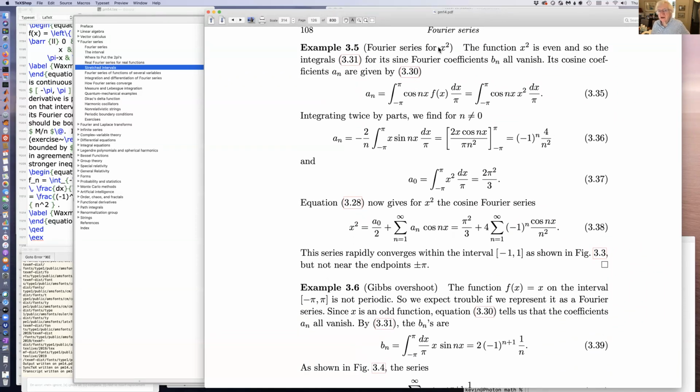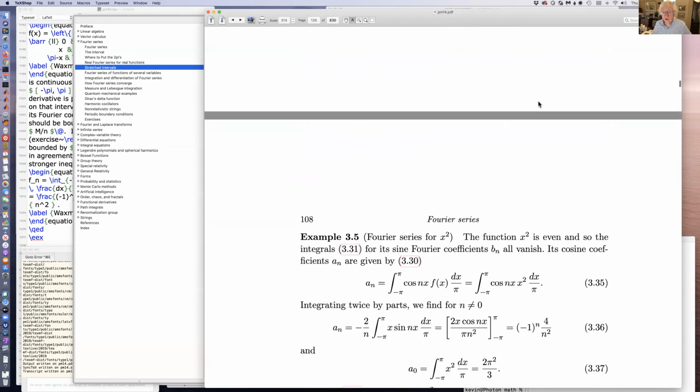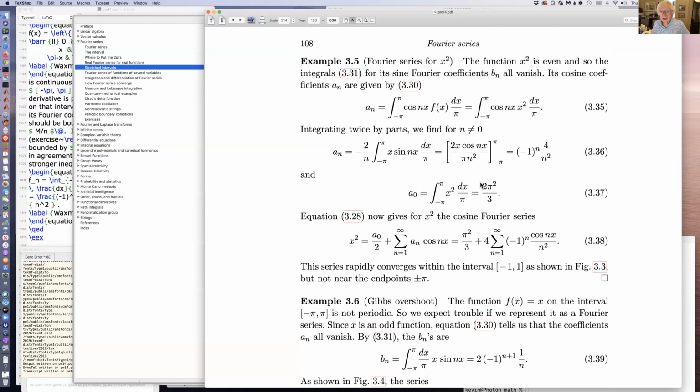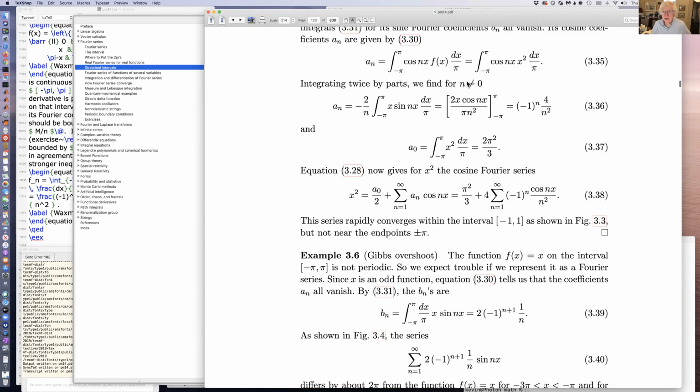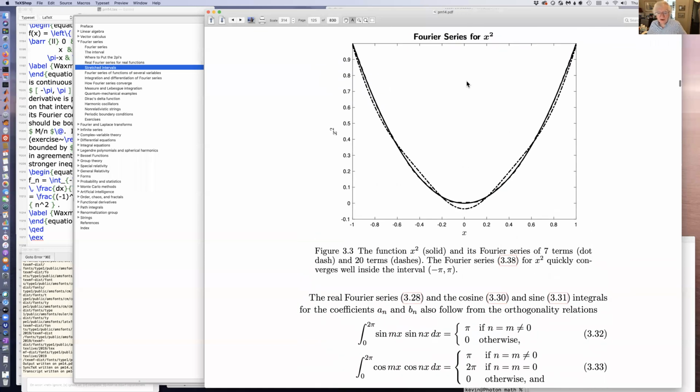As an example, maybe the Fourier series for x squared, it's even. So the sine coefficients all vanish. Here we're choosing the interval from minus pi to pi. And why that? Well, because of the symmetry. The cosine coefficients then are this, and doing the integral, we get that. A0 is this. This is the sum, and it converges very rapidly within the interval. On the other hand, at the endpoints, it doesn't do as well. And we can look at the graph here.